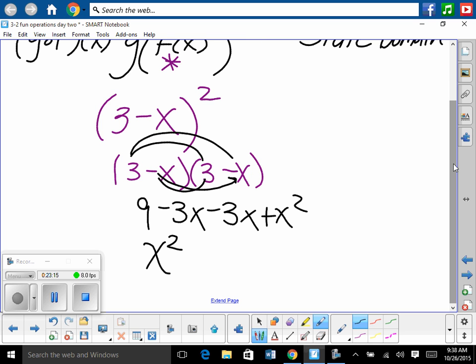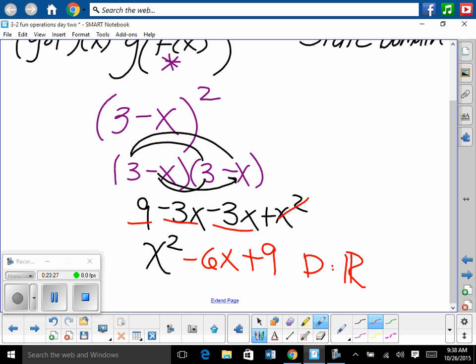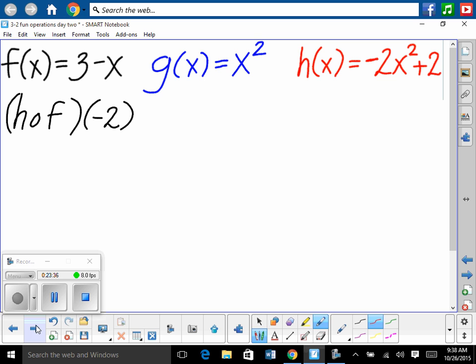x squared, no other x squared. Negative 3x minus 3 more x's is negative 6x, and then that's positive 9. And our domain is what? All real numbers, there's no problems here. That's easy. Good. I'm glad you feel that way. Very good. Well, this one is one of the more difficult ones.